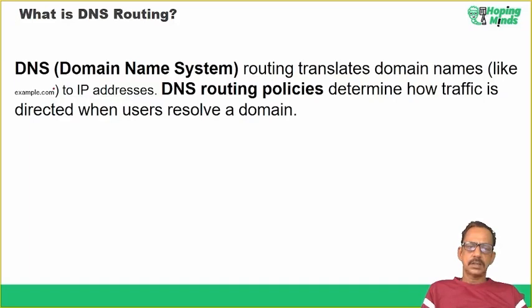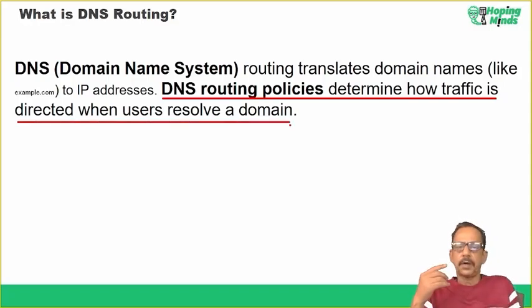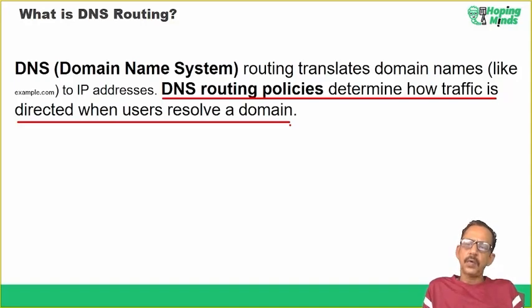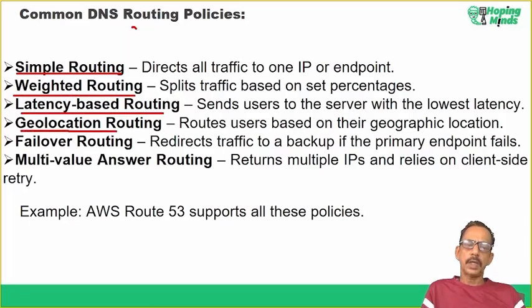DNS routing policies determine how traffic is directed when a user resolves a domain. So we can set different routing policies in DNS to handle and direct the traffic when a user resolves a domain. These are the different types of routing: simple routing, weighted routing, latency-based routing, geolocation routing, failover routing, and multi-value answer routing.